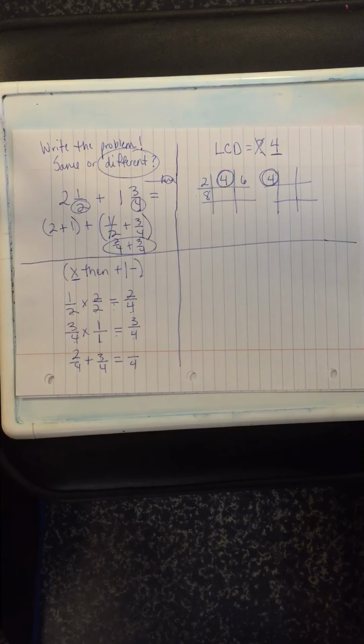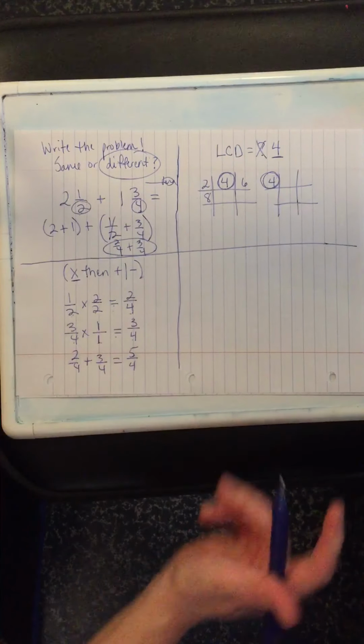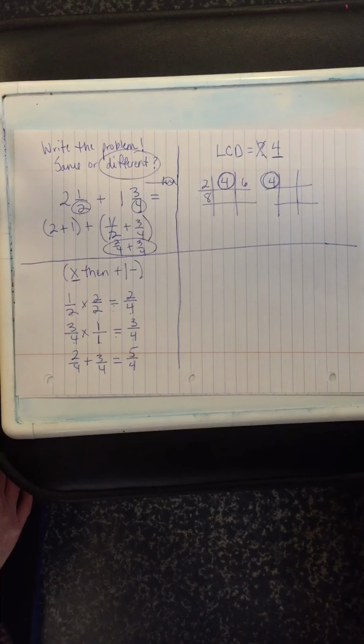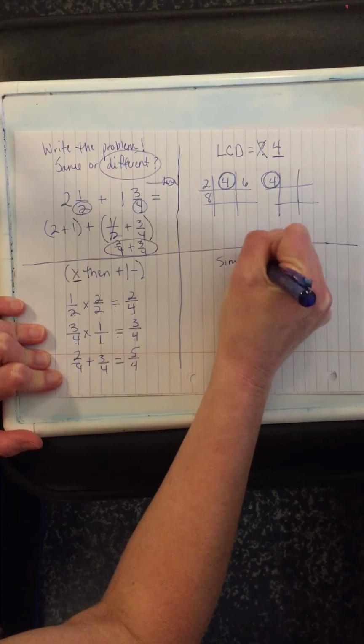Okay. So now we have 2/4 plus 3/4. If we have 2/4 plus 3/4, that gives us 5/4, because 2 plus 3 is 5. Now, 5/4 is what type of fraction? You are correct. It is an improper fraction. So we're going to go to the right and we're going to simplify this fraction. So here we're going to write simplify.